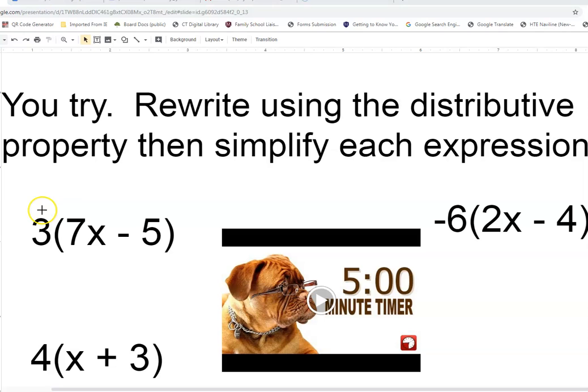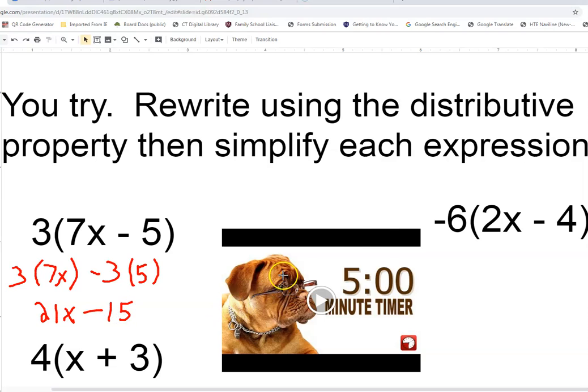Okay, at this point, you should be done. So rewrite using the distributive property, then simplify each expression. So right here, I'm going to end up with 3 times 7x, minus 3 times 5, and that's going to give me 21x minus 15. Okay, you should be checking your work.